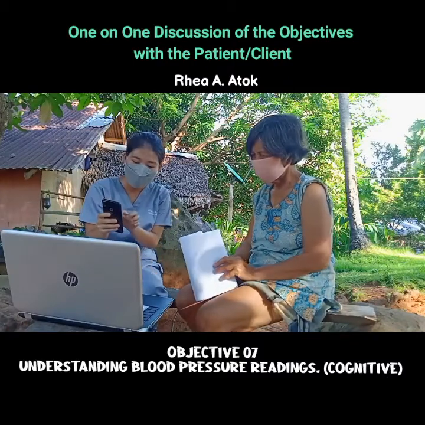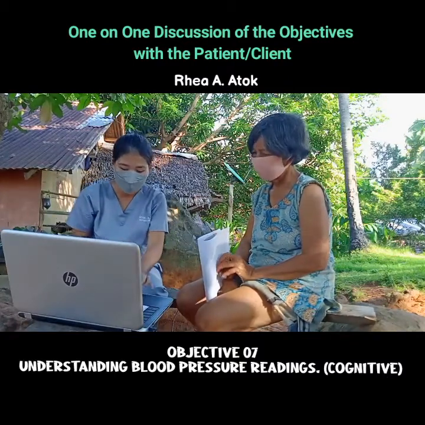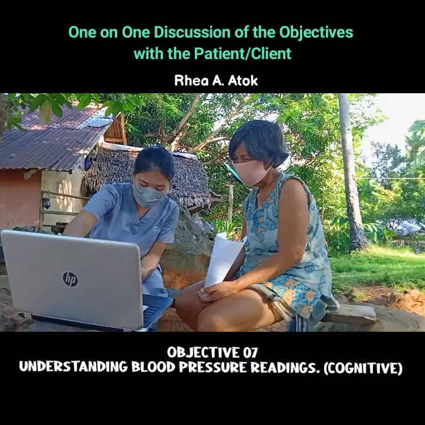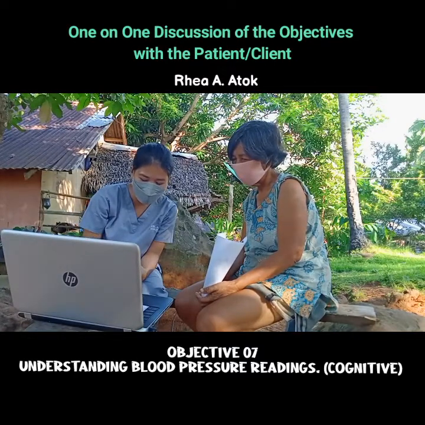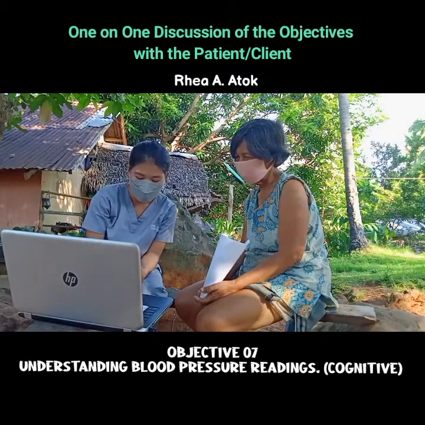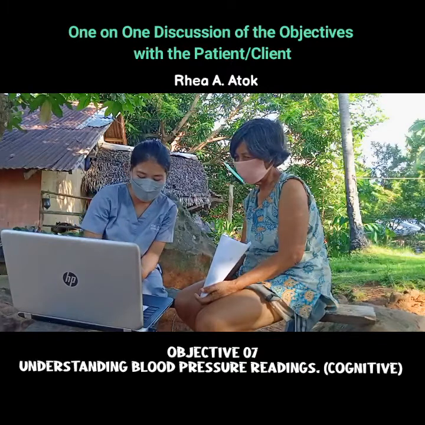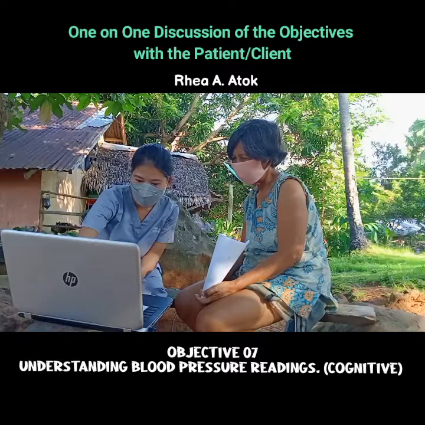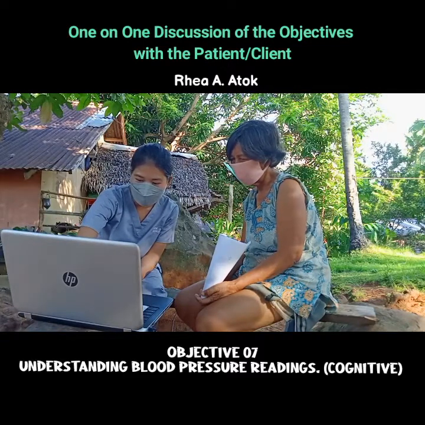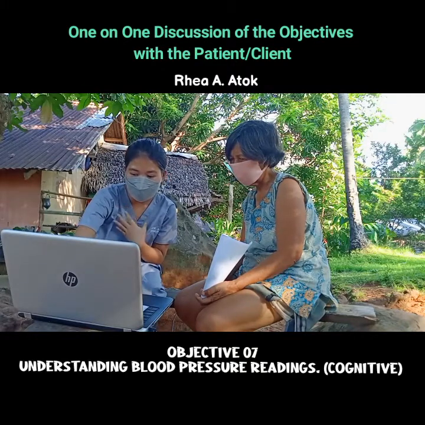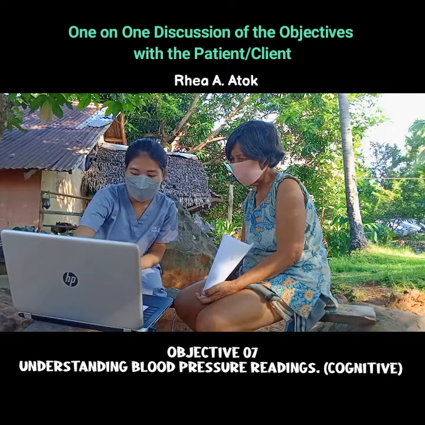So 117, the top number, the higher of the two numbers, measures the pressure in the arteries when the heart beats, when the heart muscle contracts. Then diastolic, the bottom number, the lower of the two numbers, measures the pressure in the arteries when the heart is resting between heartbeats.